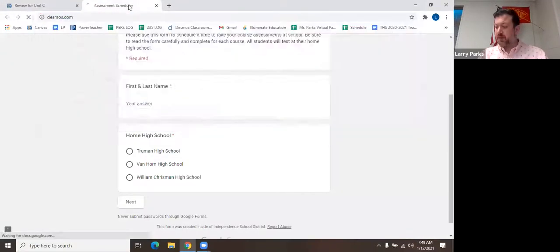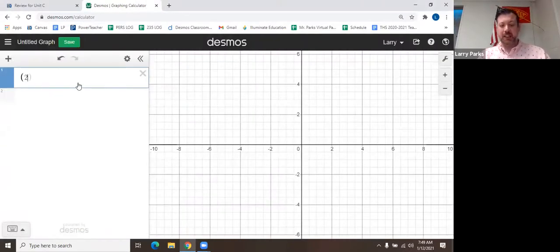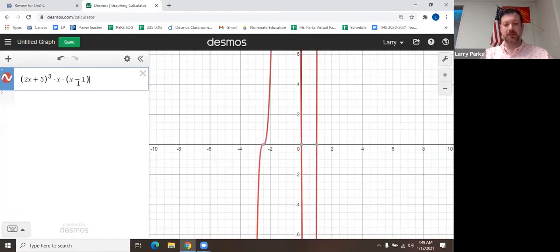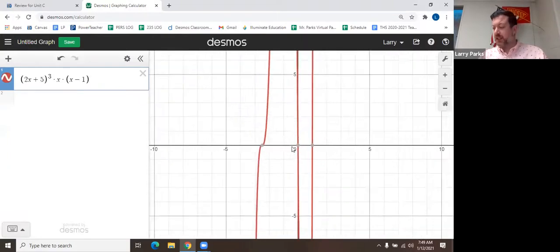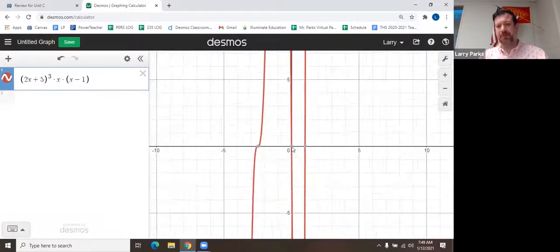Desmos. It's never a bad idea to check your work. So I think it's going to be 2x plus 5 to the third times x times x minus 1. Now, it's not perfect. Because you have to mess and kind of make it not so skinny and change the coefficient to make it wider. But just based off the zeros alone, this could be. So we have a squiggle there, a 0 there, and a 0 there. But notice it has the same characteristics.